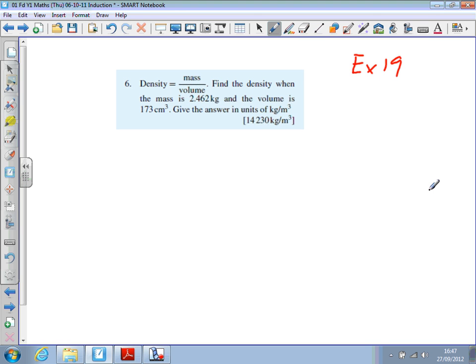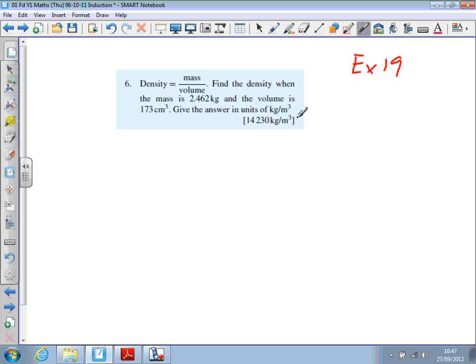Units are different, yeah. If we look at this, find the density, it says if the mass is 2.462 kilograms, the volume is 173 cubic centimeters. However, the answer needs to be in kilograms per cubic meter. So there's an inconsistency in the units. We need to convert cubic centimeters to cubic meters.